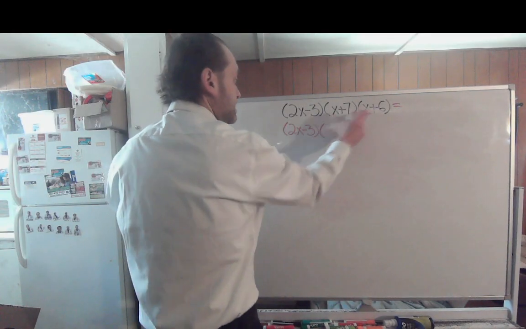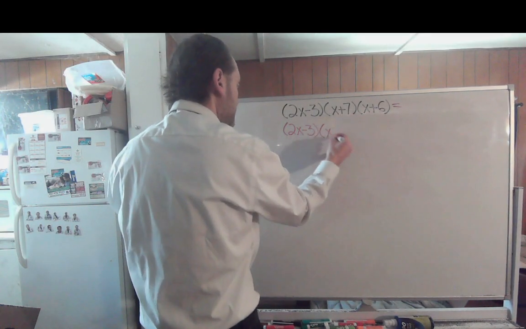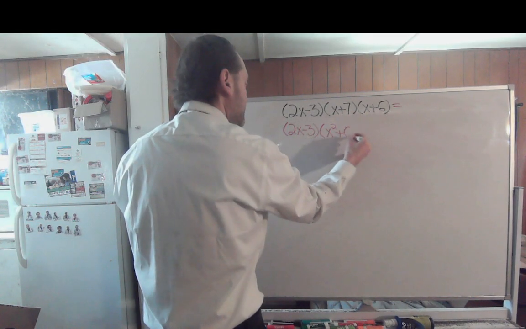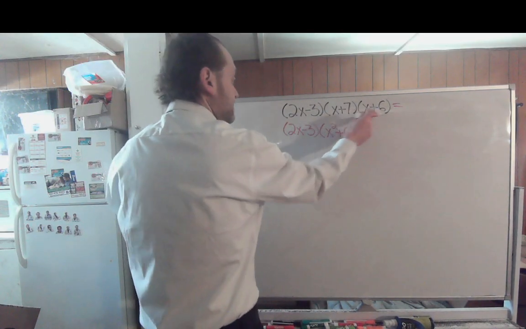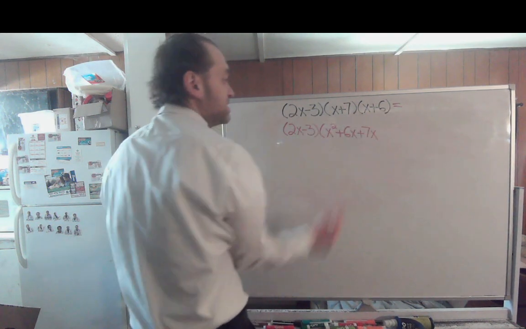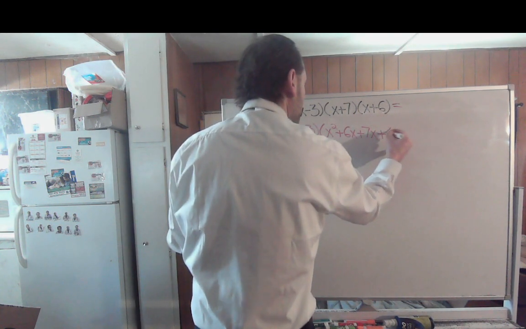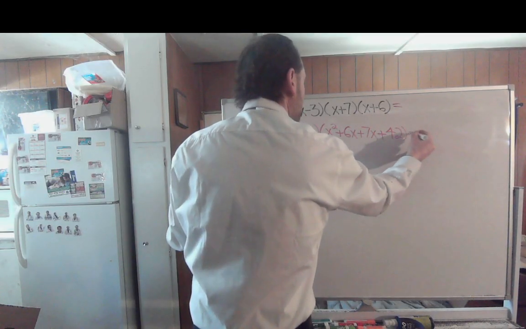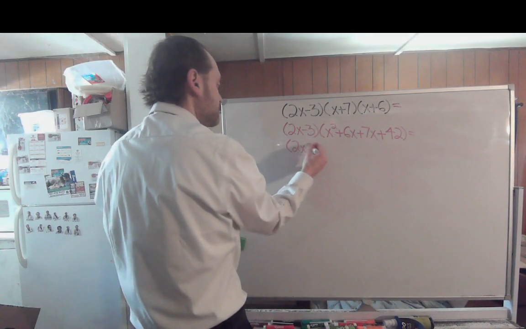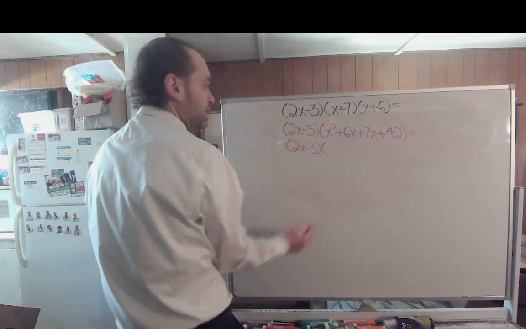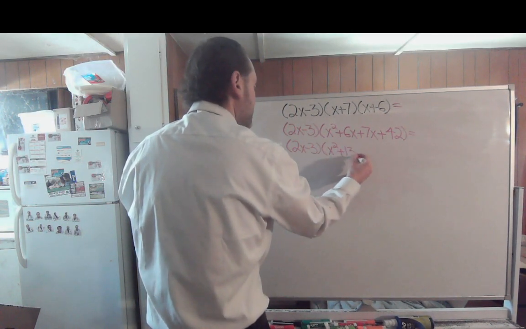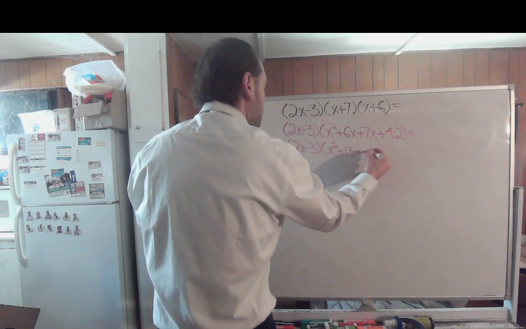So x times x would give you x squared. Then x times 6 would give you plus 6x. 7 times x, that would give you plus 7x. And then 7 times 6, that would give you plus 42. Which is going to simplify down into the quantity of 2x minus 3 times the quantity of x squared plus 13x plus 42.